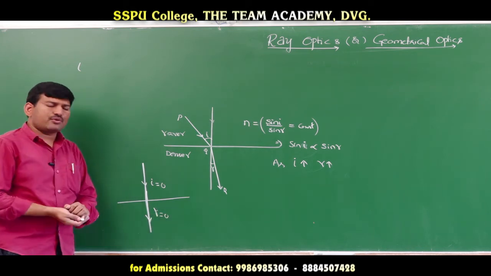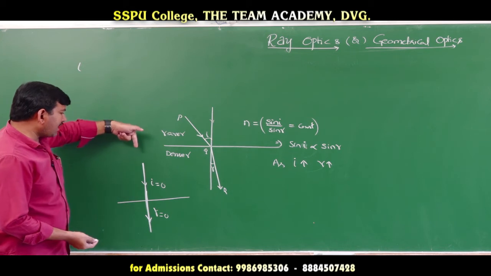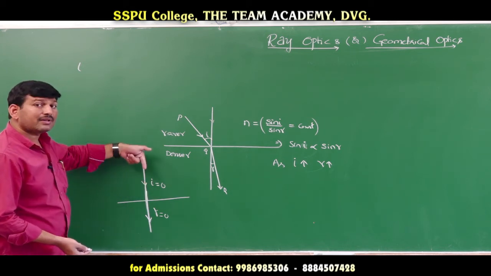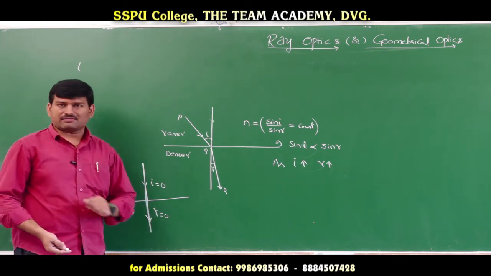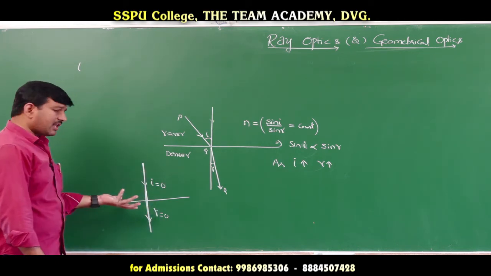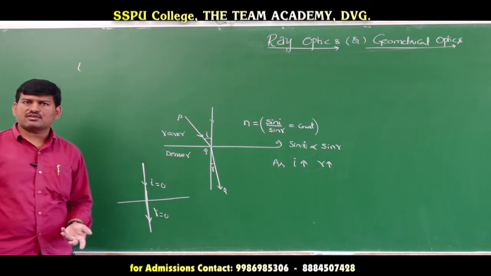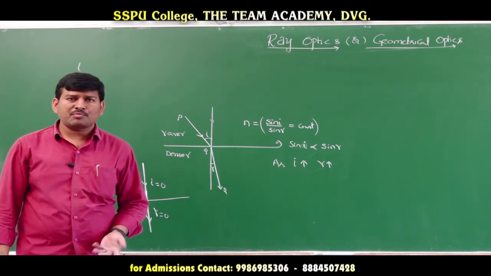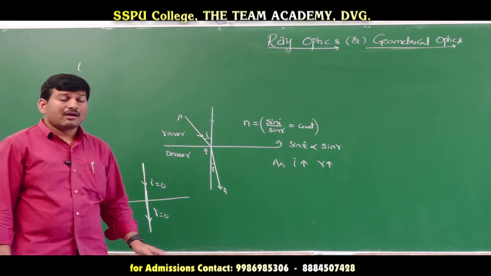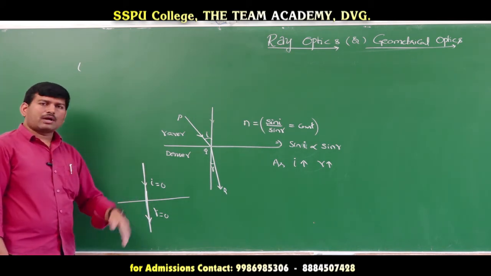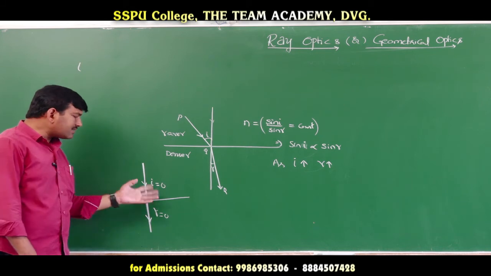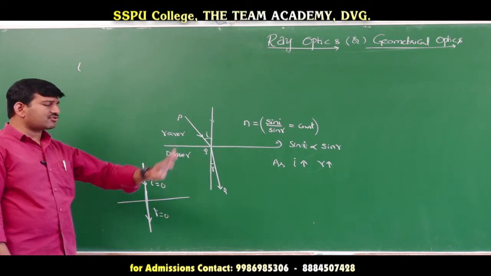Whenever the angle of incidence is equal to 0, or when the light ray is incident normally, the light ray travels undeviated. That means there is no change in the direction of the light ray. If there is no change in direction, is there any refraction phenomenon? No, there is no refraction phenomenon. But here there is a transmission. The light ray is transmitted from one medium to another medium. As there is no refraction phenomenon, Snell's law should not be obeyed.